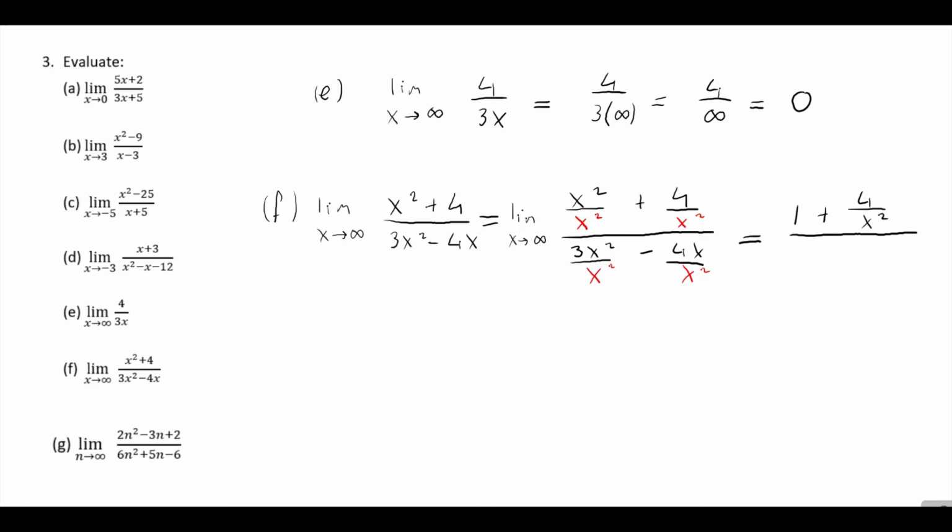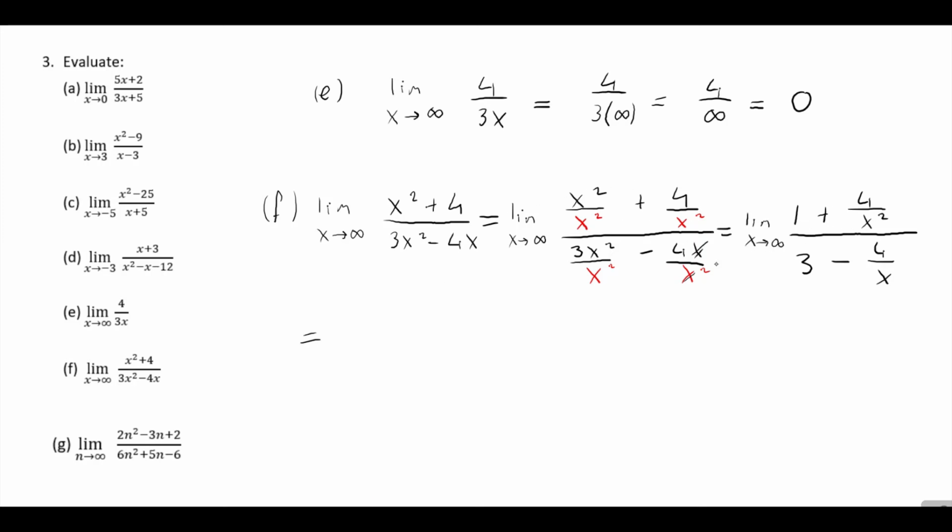And then x squared into x squared is just going to give us 1, so we're going to get 3 minus, and then x squared, we can only put one x into this, so this will cancel out with this, and we'll be left with an x in the bottom, so you're going to get minus 4 over x. And again, just put in my limit signs there.